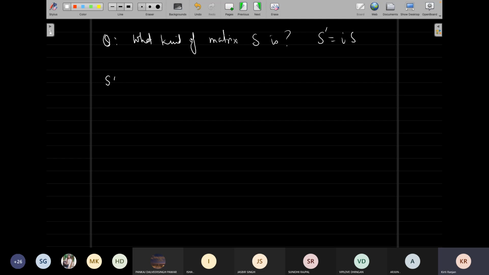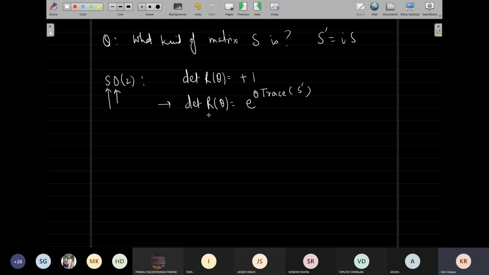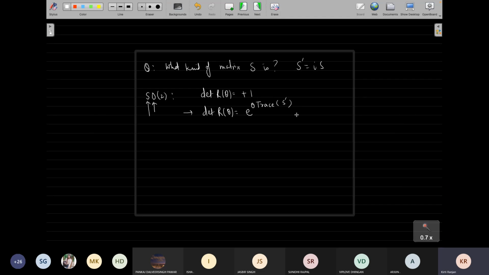But SO2 also enjoys another property of the determinants. So orthogonal you have already studied. What was this property of the determinant? Special: determinant +1. The determinant of R theta is +1. Now, without going into the detail, whenever the matrices are given, the determinant of R theta can be written as e to the power theta trace S prime. Of course, it can be shown. I am just avoiding that for the time being since I want to emphasize the concept. So, determinant of R theta is equal to e to the power theta trace S prime.